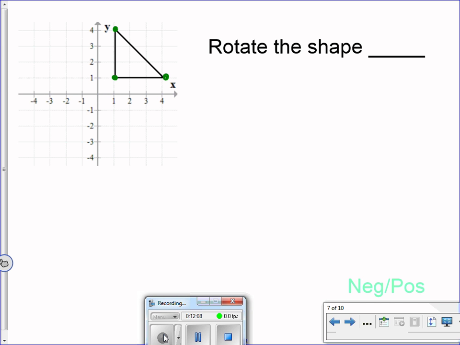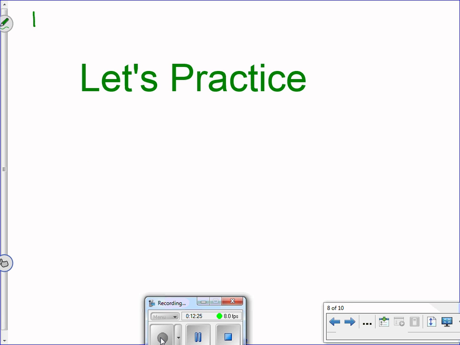Now that's it. Be sure to ask me how to check your answer using another piece of paper over your drawing to check to see if your rotation is correct. And that'll make it so that you get it 100% correctly done. All right, that's it. Let's go ahead and practice.